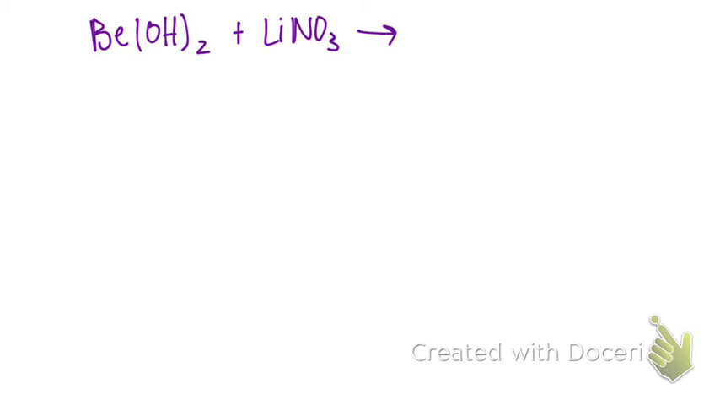So let's build a double displacement reaction here. Let's try beryllium hydroxide combines with lithium nitrate, which would then yield beryllium nitrate. And then my final product would be lithium hydroxide. It will need to be balanced. Oh, you want to give it to us? Yeah, sorry. I was just saying it out loud as I was going.